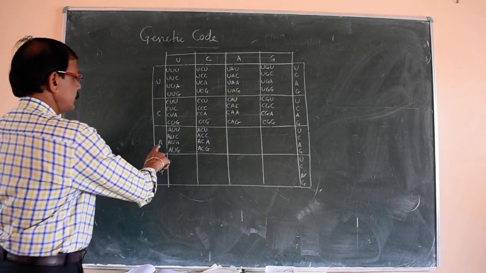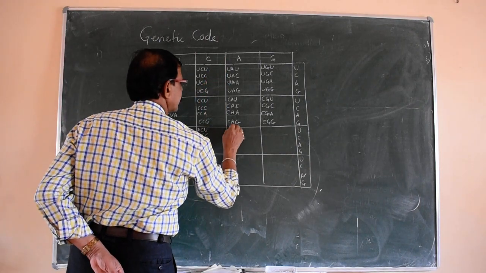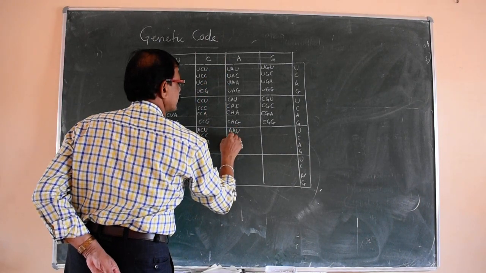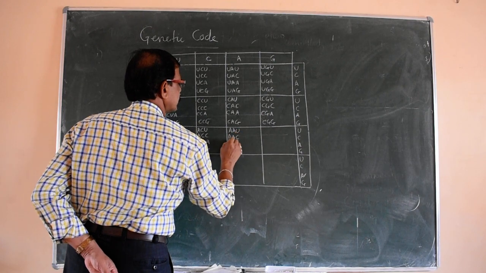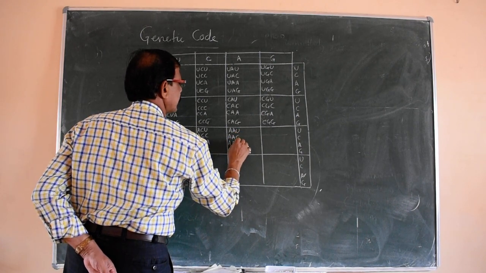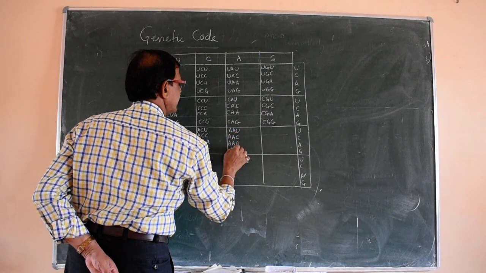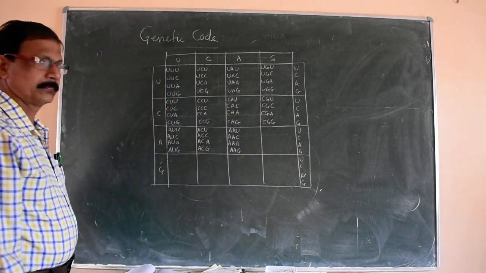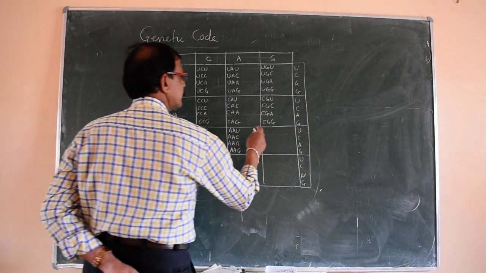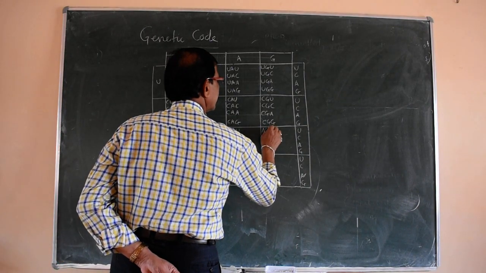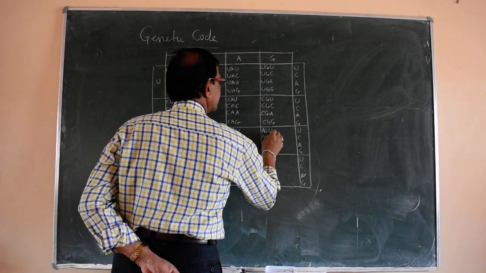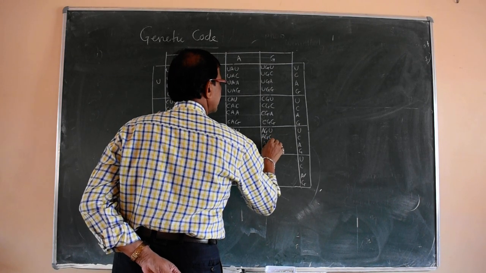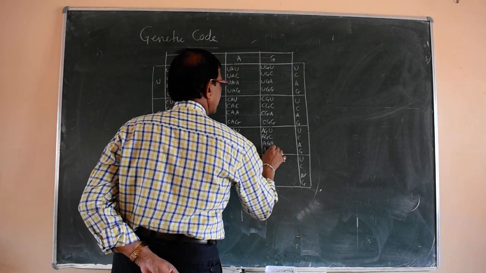Next column, double A: AAU, AAC, AAA and AAG. And next AG: AGU, AGC, AGA and AGG.